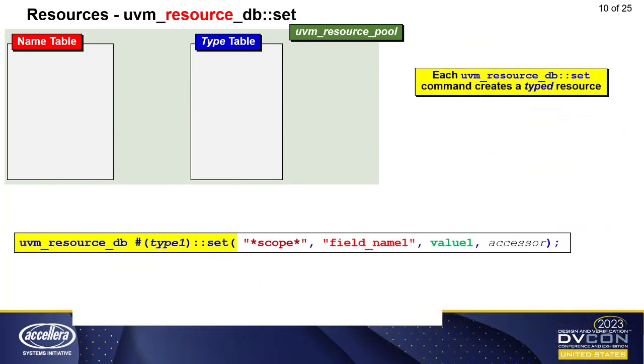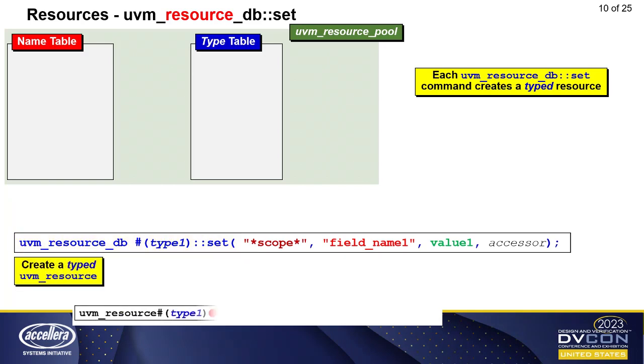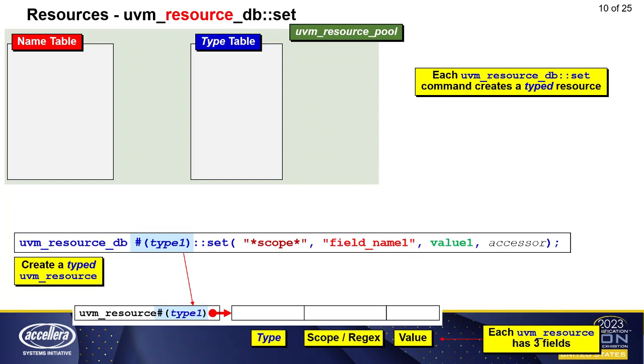Each UVM resource database set command creates a typed resource as shown on the bottom of this slide. Each UVM resource has three fields: a type field that matches the type of the resource, a scope or regular expression field that can include wildcard characters, and a value that is stored in the resource.